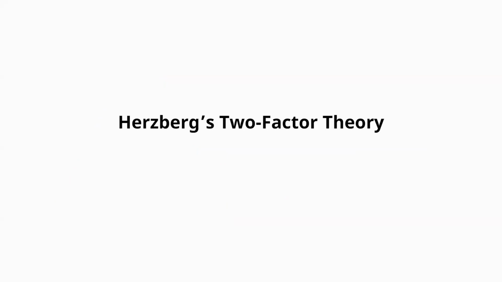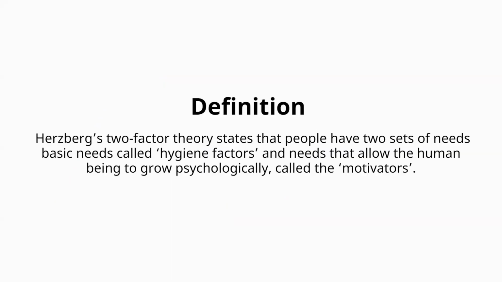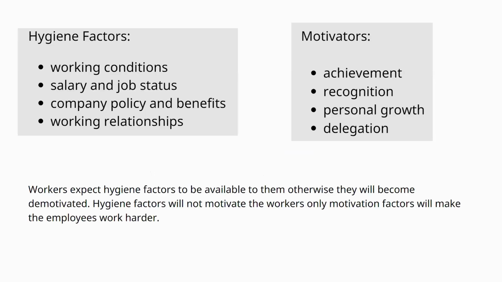Let's go to Herzberg's two-factor theory. The definition is: Herzberg's two-factor theory states that people have two sets of needs: basic needs, called hygiene factors, and needs that allow the human being to grow psychologically, called the motivators. So these are the hygiene factors stated by Herzberg, and these are the motivators.